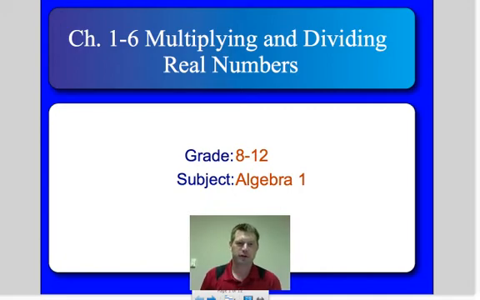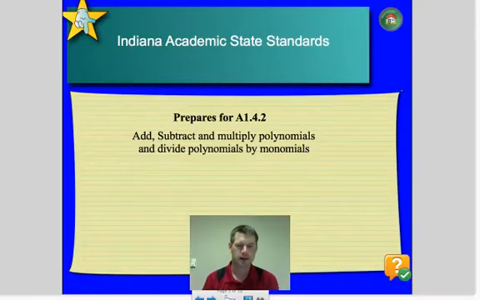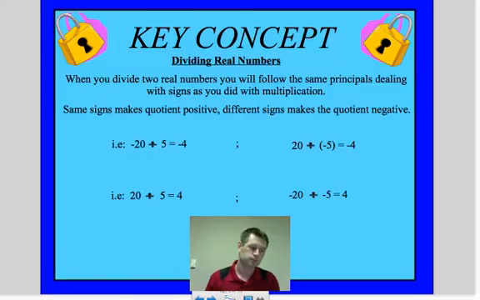Alright, well today what we're going to talk about is Chapter 1-6, multiplying and dividing real numbers. The other day we were looking at adding and subtracting. We're going to move on to multiplying and dividing. The objective today is to find products and quotients of real numbers, still on the same standard, Ch.1-6.